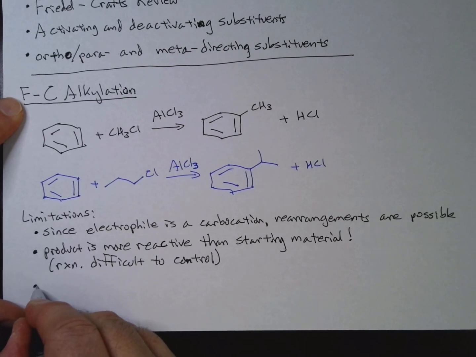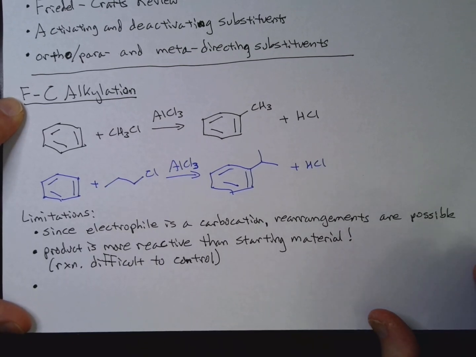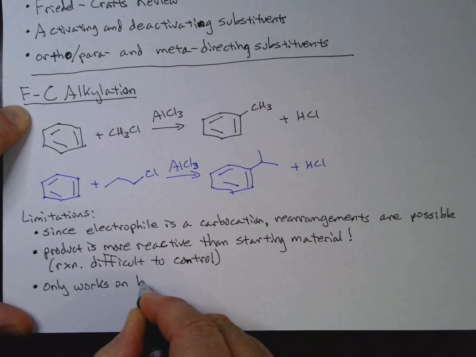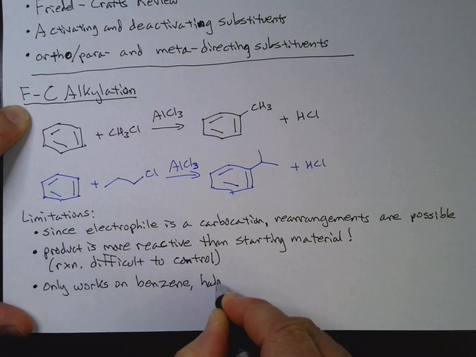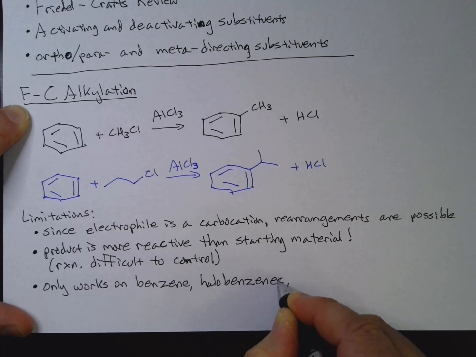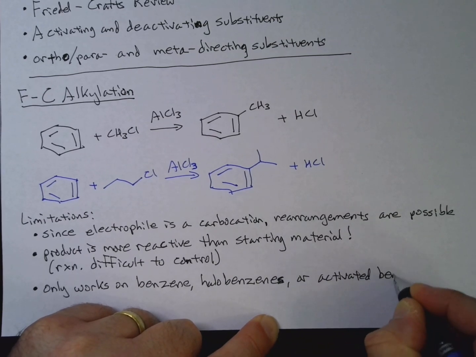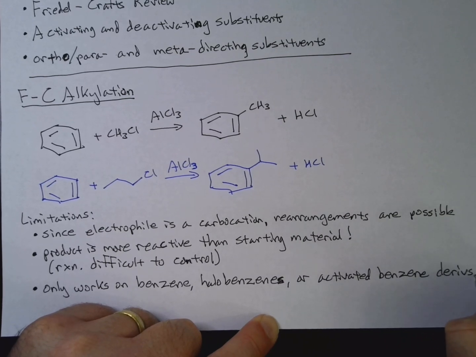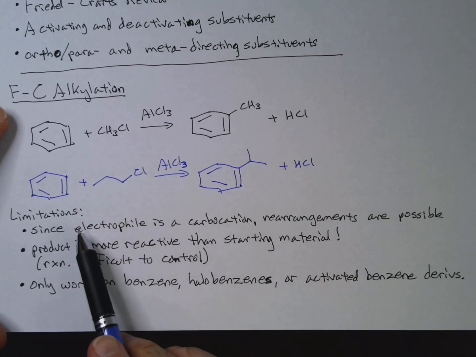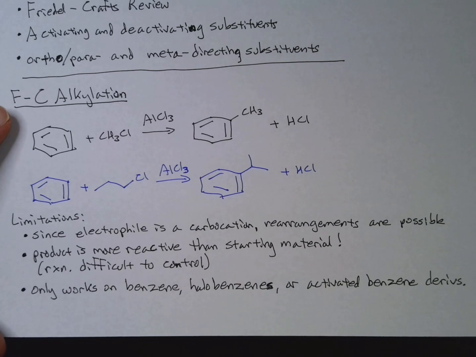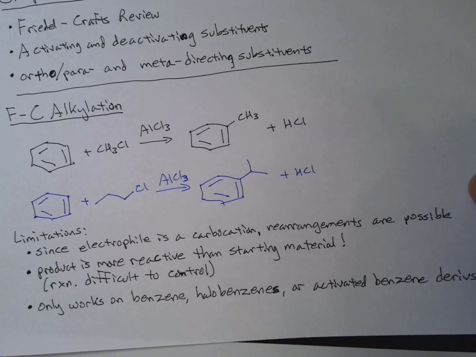And then the last limitation is that this only works on benzene, halobenzenes, or activated benzene derivatives. I'll just abbreviate derivatives there. All right, so these are our limitations. We can get rearrangements, the product is more reactive than the starting material, and it only works on benzene, halobenzenes, or activated benzene derivatives. And we'll talk more about activated versus deactivated benzene derivatives a little later on in this lecture. All right, let's take a look at the Friedel-Crafts acylation then.